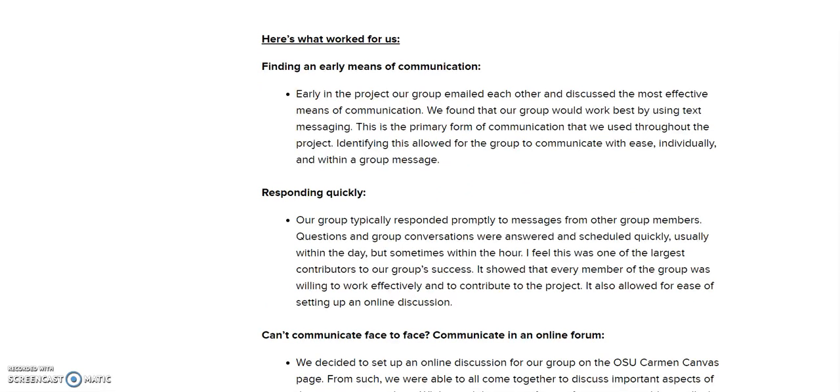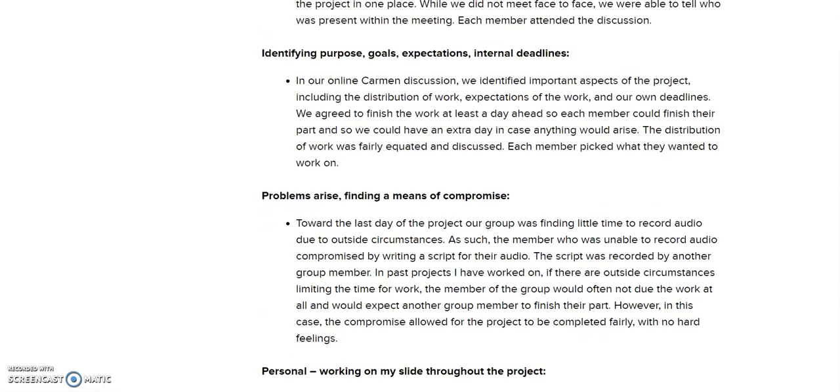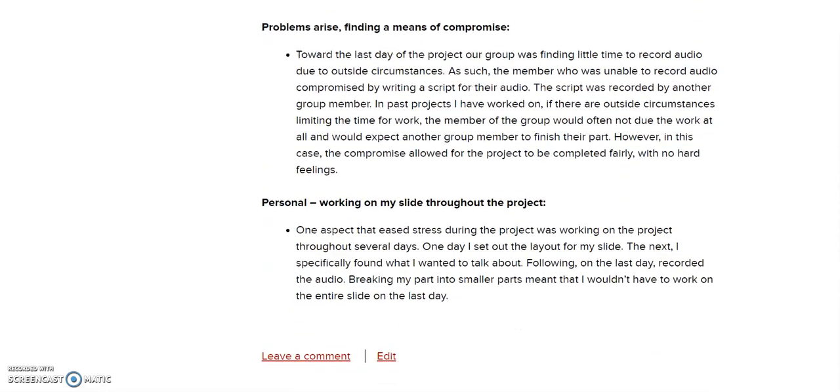We communicated early and responded quickly. Communication was really important, showed that the group was willing to work and could be relied on. We also utilized an online discussion forum right on Carmen early in the project to work out our deadlines and other details. And if a problem came about, we compromised. This all led to the success of our group in a timely and efficient manner. And finally, I worked throughout the project setting internal deadlines for myself for my own slide.